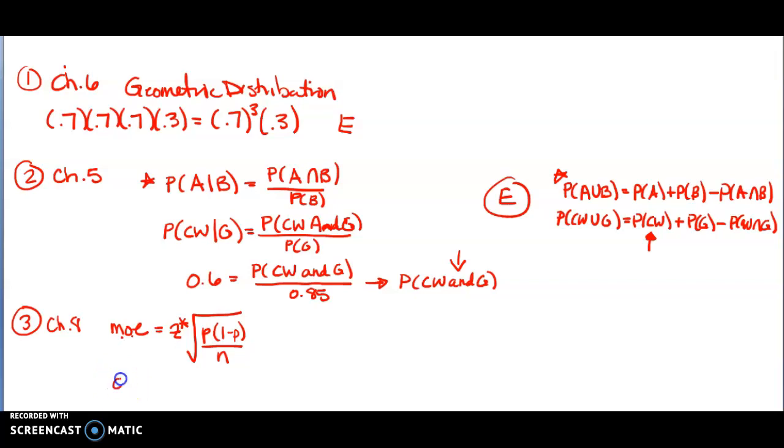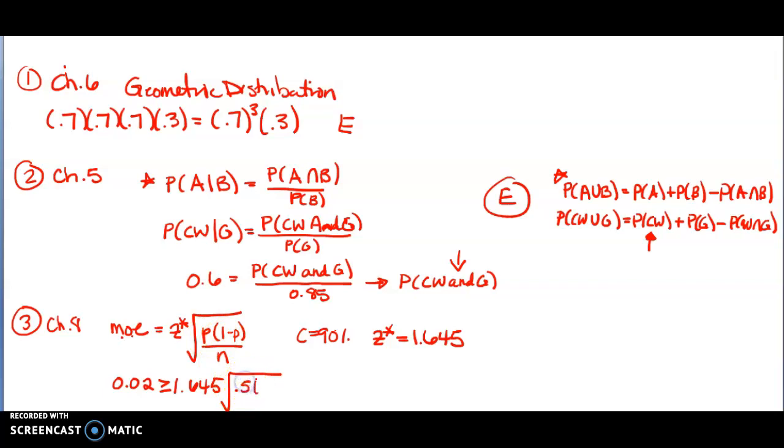So when they talk about no more than 2%, that means you want this to be less than or equal to 2%. Because the confidence level is 90, that means your critical value, your Z, is 1.645. You use your calculator. And then what do you plug in for P?